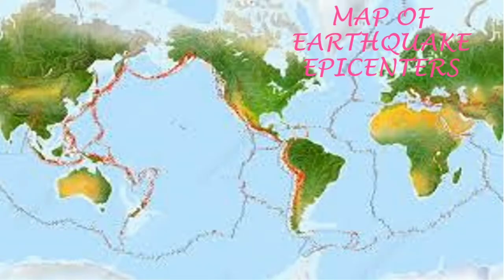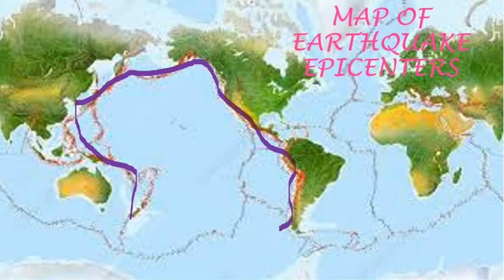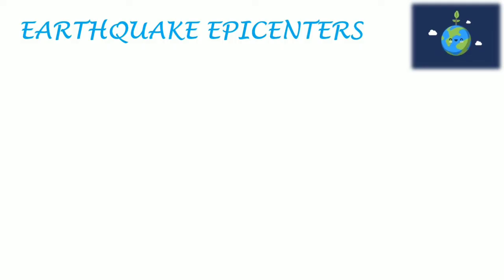So this is the map of the earthquake epicenters. As I said earlier, this area is where earthquakes usually happen, and this area is called the Pacific Ring of Fire. So, earthquake epicenters.